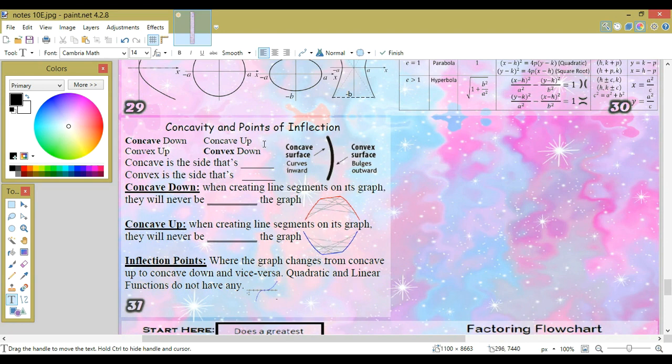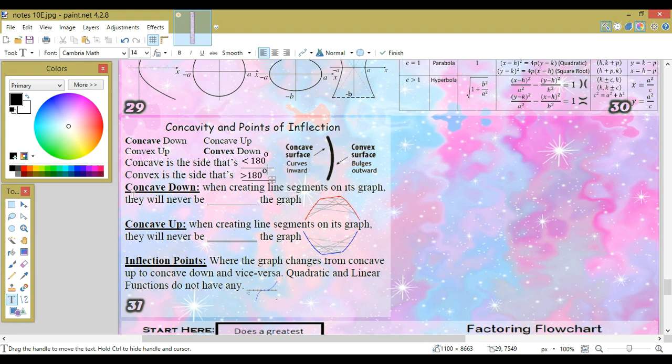Page 31, concavity and points of inflection. Concave down is convex up, and concave up is convex down. This is a concave surface, it curves inward. The convex surface bulges outward. Concave is a side that is less than 180 degrees. Convex is a side that is greater than 180 degrees.